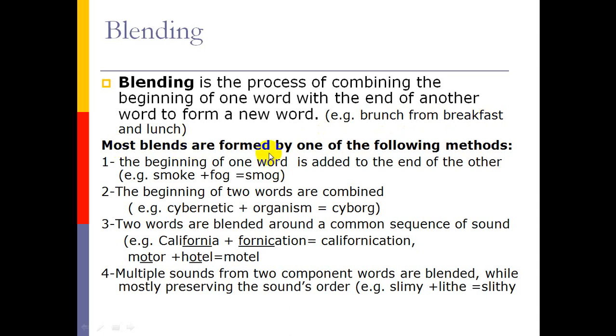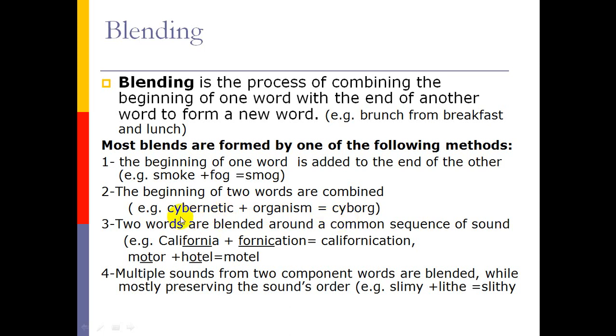Most blends are formed by one of the following methods. One, the beginning of one word is added to the end of another one. For example, smoke plus fog becomes smog. The beginning from smoke and the end of fog, it becomes smog. Two, the beginnings of two words are combined. For example, cybernetic and organism become cyborg.